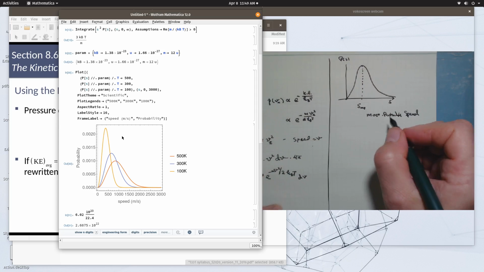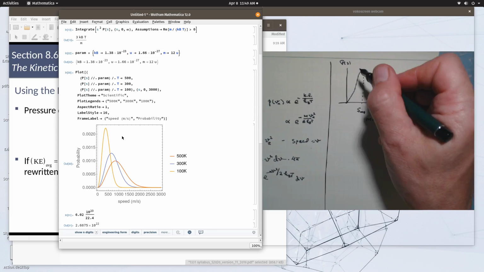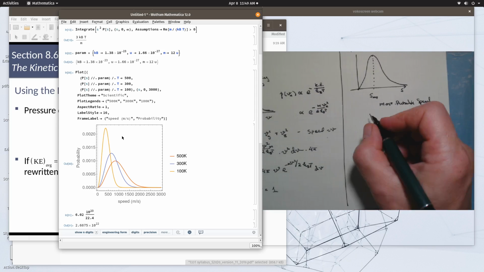Okay, it increases as I increase the temperature. Okay, it's the peak of that distribution. The average speed.